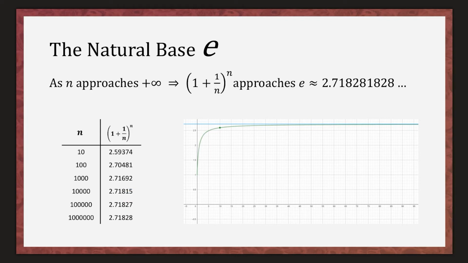And then I put in 1 million, and I get 2.71828. Now, this line right here is at E. And that is the line that this exponential function is approaching as it goes up to infinity. It will never quite get there, but it will always approach that. And that is where E actually comes from.